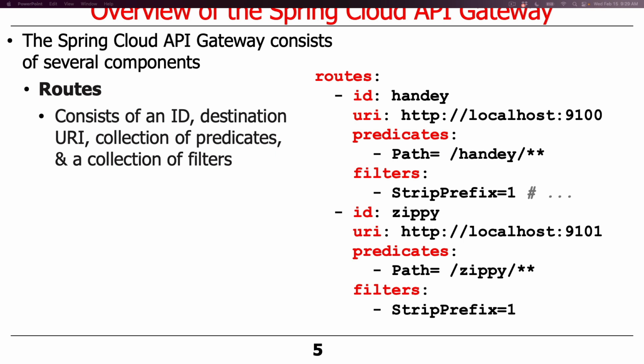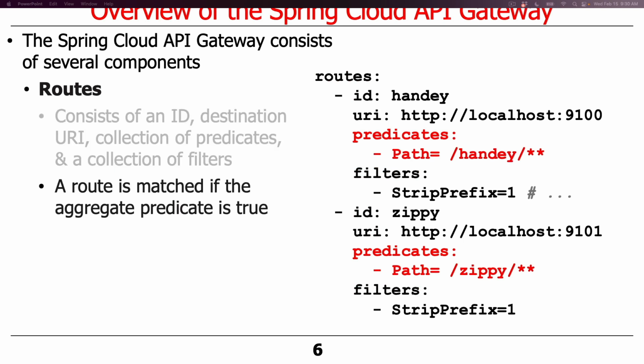So here you can see a little snippet of code that we'll talk about later, because this is straight out of the gateway example from our QuoteServices app. And we define routes with IDs, like handy and zippy, URIs, which is the places these things are listening for requests, predicates, which are ways to identify that a given URI corresponds to a given microservice ID, and then filters, which, as we saw before, will strip stuff off before forwarding the requests onto the microservice.